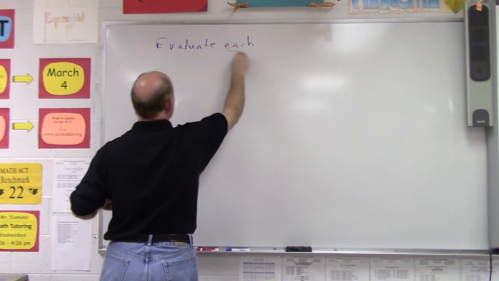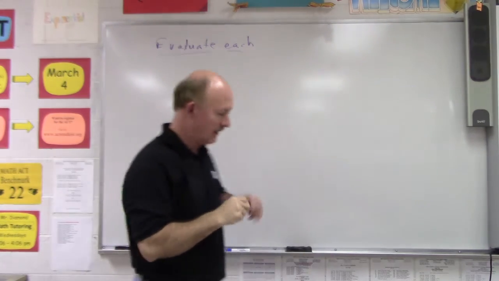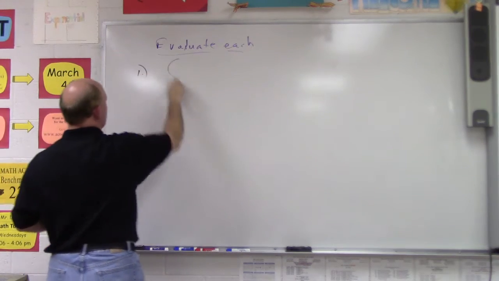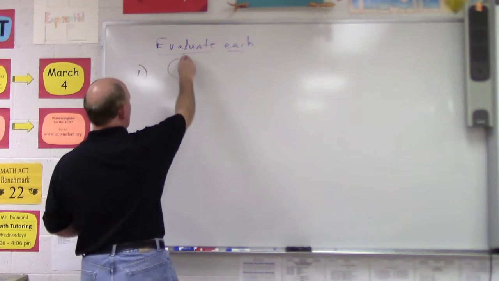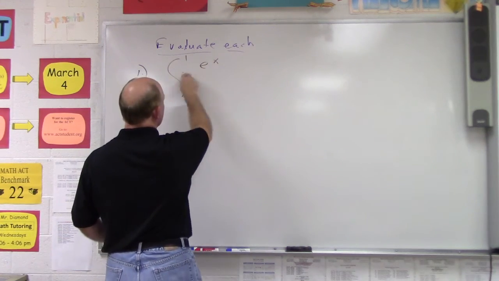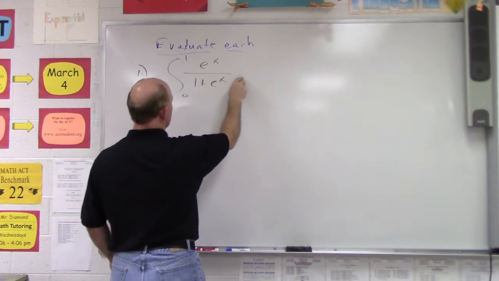Okay, each definite integral. Now we're finding the area between the curve and the x-axis on each of these. So let's do our first problem. Let's do the integral from 0 to 1, so our upper bound and our lower bound, of e to the x over 1 plus e to the x dx.